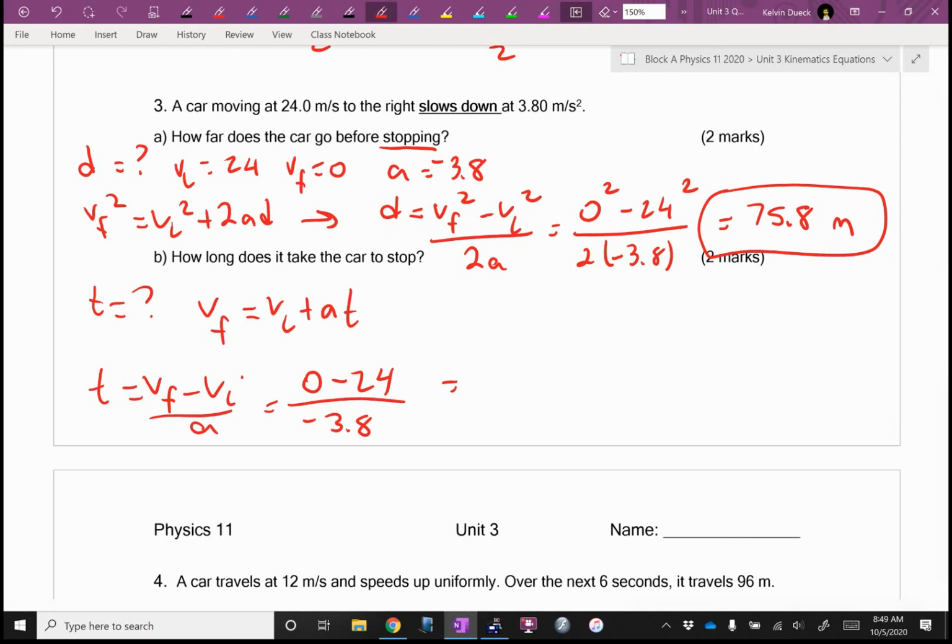I saw you wrote that in your notes. That's a good point. Time is always going to be positive. So if you ever get a negative time, go back and check. You probably missed a hidden negative, a subtle negative. Either you're on a cliff and you're ending up below from where you started from, so D should be negative, or you're traveling backwards, so V should be negative, or you're slowing down or accelerating down, so A should be negative.